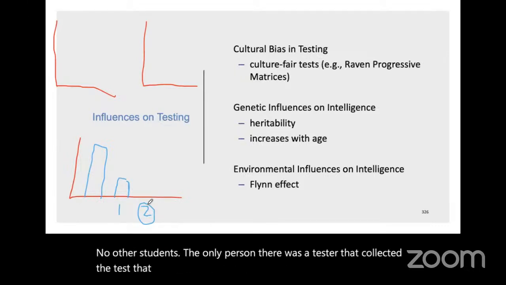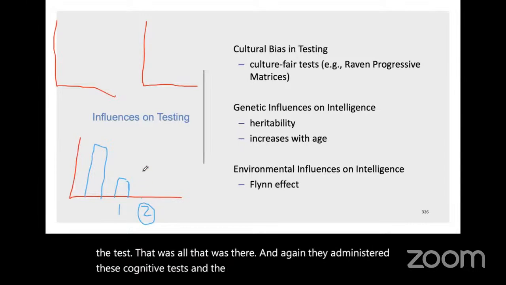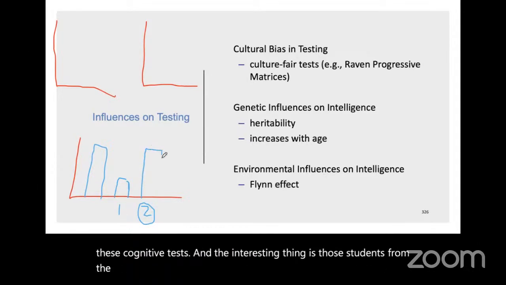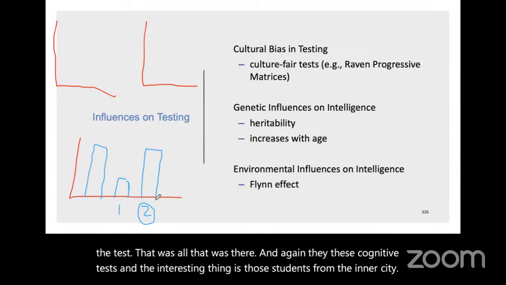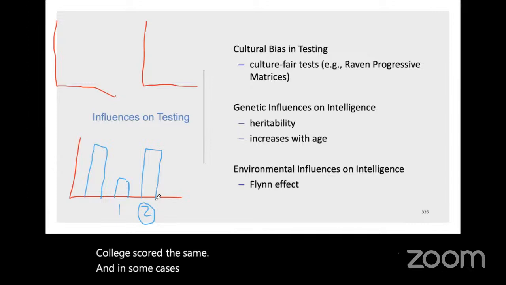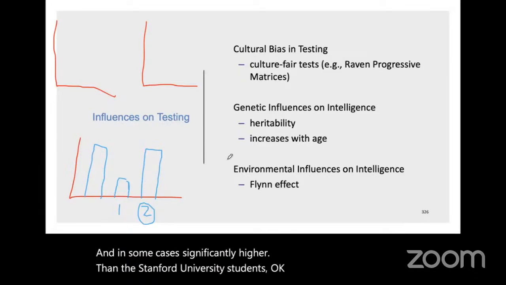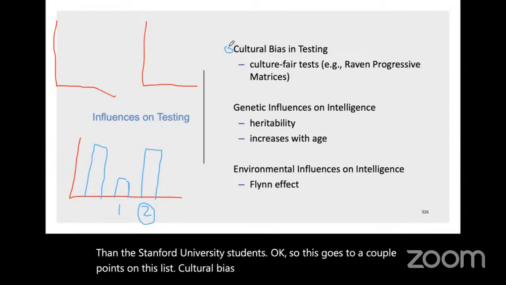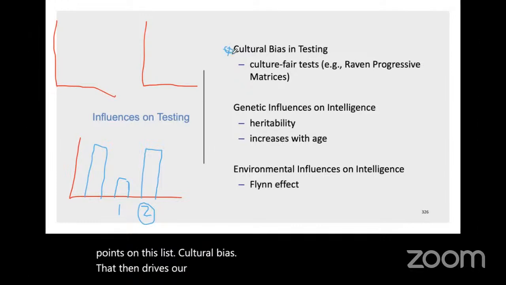That was all that was there. And again, they administered these cognitive tests. And the interesting thing is those students from the inner city college scored the same, and in some cases significantly higher than the Stanford University students, okay? So this goes to a couple points on this list: cultural bias that then drives our behavior and drives the situation, and environmental influence.